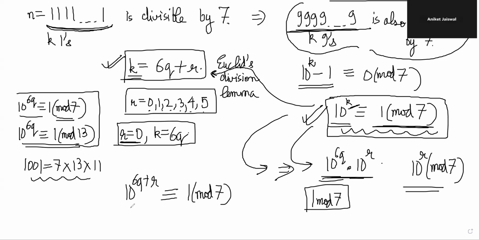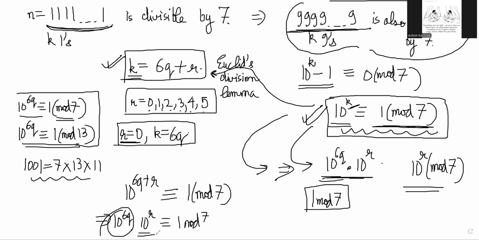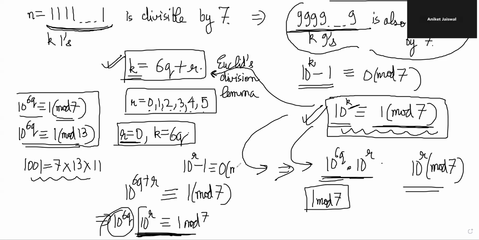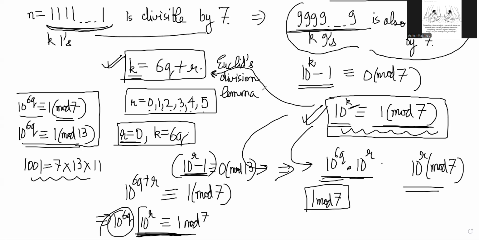Yes sir. So then everything implies we don't have to do anything else, because we get 10 power 6q times 10 power r congruent to 1 mod 7, and 10 power 6q is anyway 1. So 10 power r is 1 mod 7. And that is the inverse case. Once we get 10 power r is 1 mod 7, that automatically means that 10 power r minus 1 is divisible by 13. So we have proved basically that a number of this form is divisible by 13.